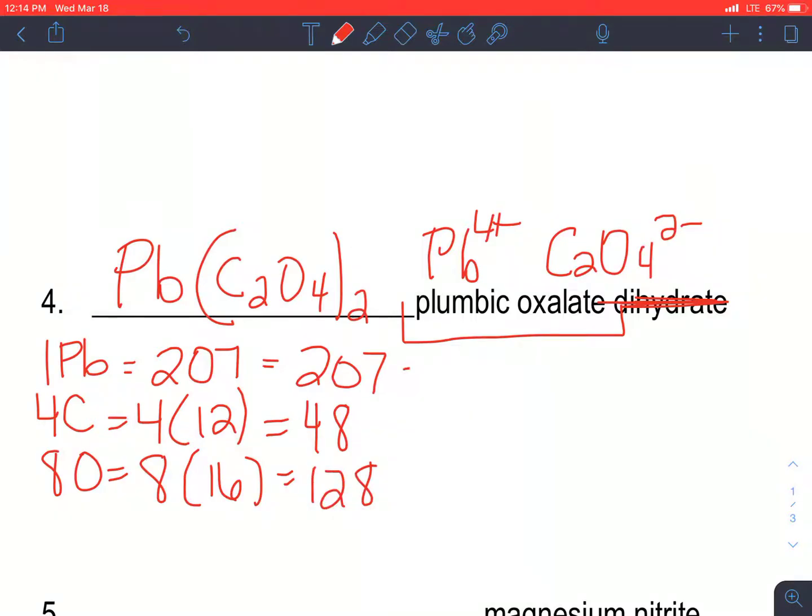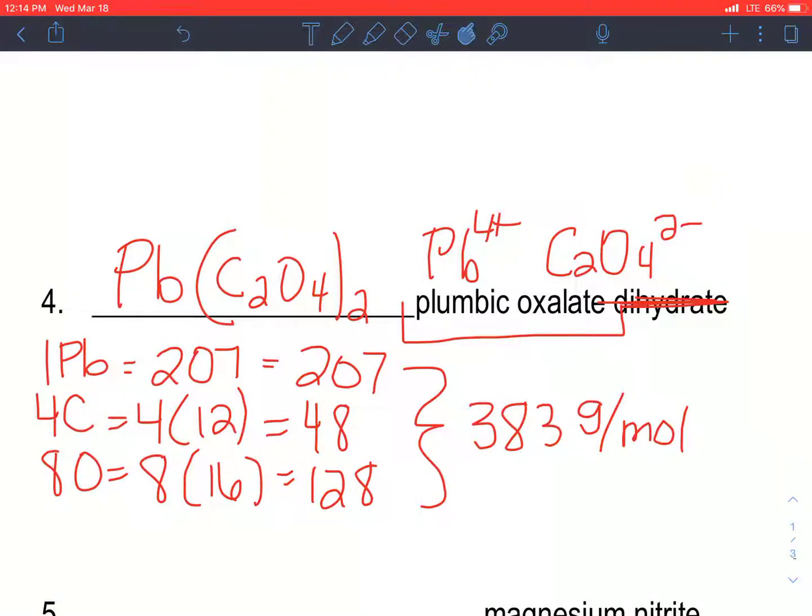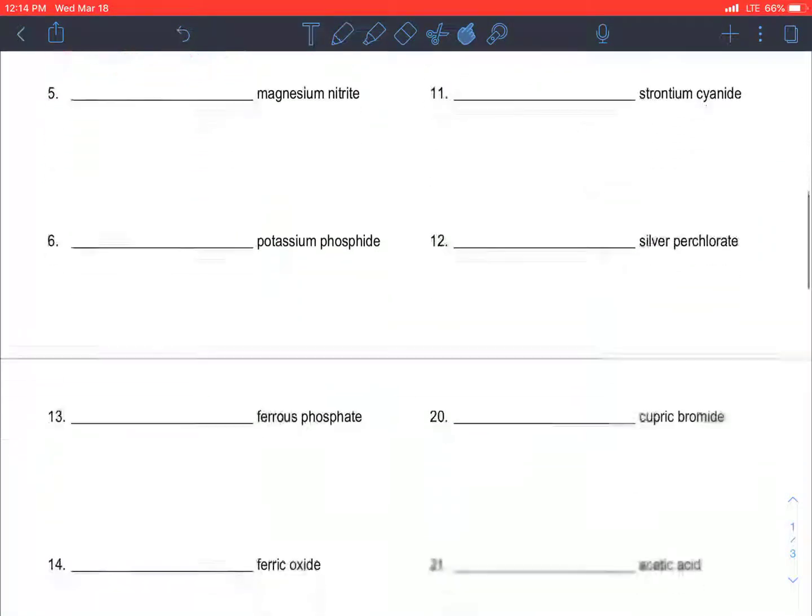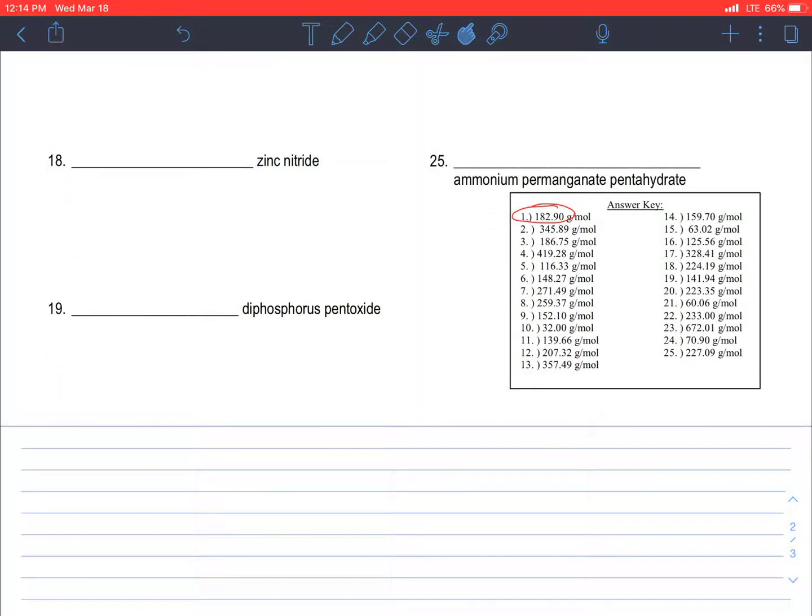Once you get the individual masses, add them up. So 207 plus 48 plus 128, and you get a total of 383 grams per mole. Now, once again, because this was a hydrate on my original one, the mass of that is going to be a little different. So number 4 with the hydrate would weigh 419, but we just did that mass.